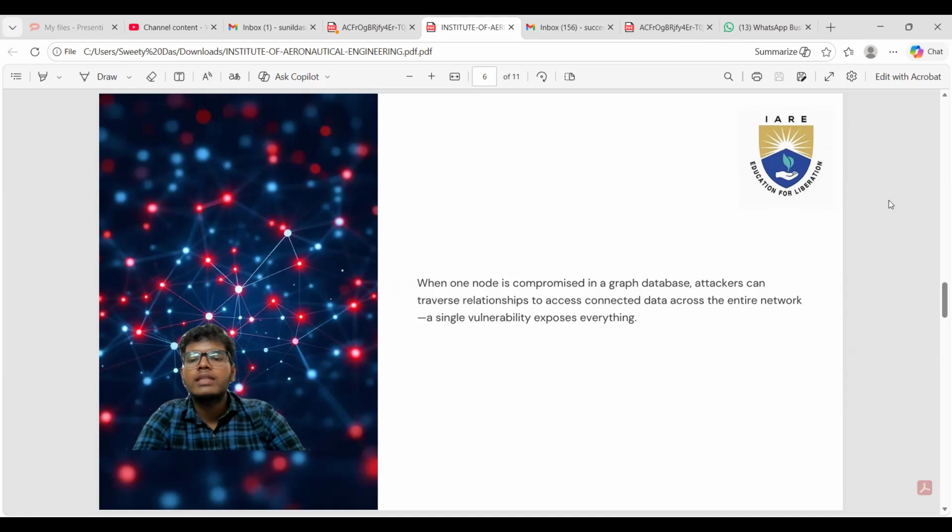When one node is compromised in a graph database, attackers can traverse relationships to access connected data across the entire network. A single vulnerable node exposes everything. It means a single mistake can expose all sensitive data.